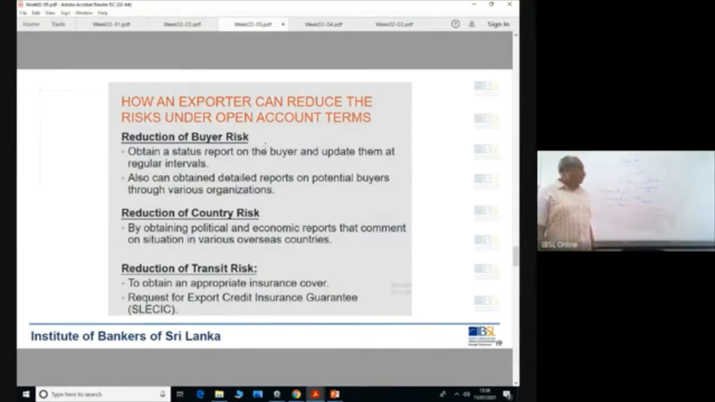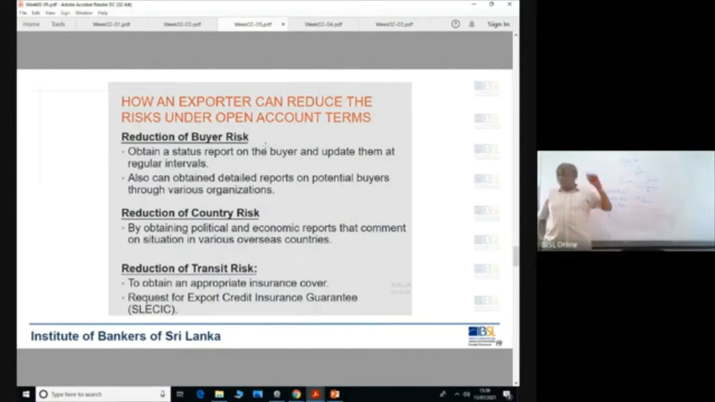Reduction of buyer's risk. The problem is whether he is a reliable party or not. That we can check through our banks. Right? We can ask for the status report of the customer from the overseas bank. Right?